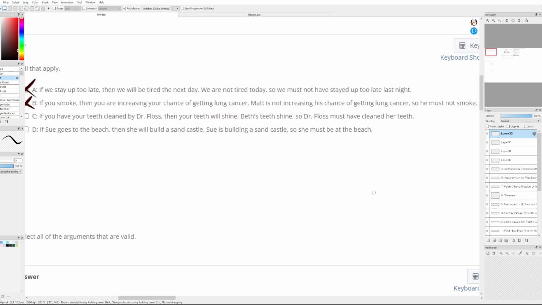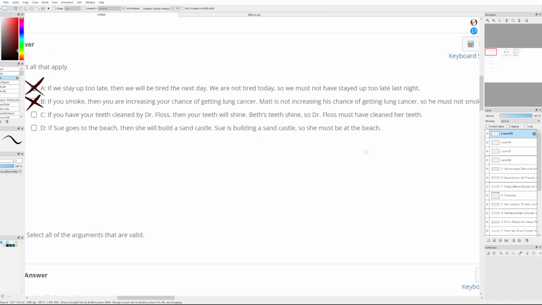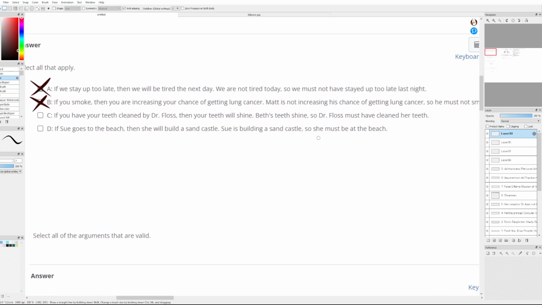C is, if you have your teeth cleaned by Dr. Floss, then your teeth will shine. Beth's teeth shine, so Dr. Floss must have cleaned her teeth. This one is invalid because if your teeth are cleaned by Dr. Floss, your teeth will shine. That doesn't mean if you get your teeth cleaned by someone else that your teeth won't shine. Beth's teeth can shine, even if she went to a different doctor.